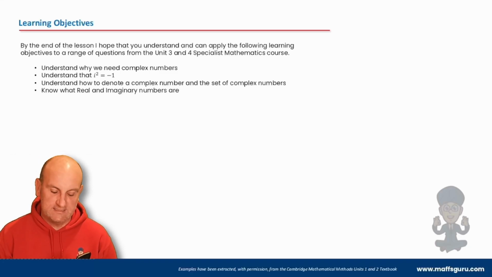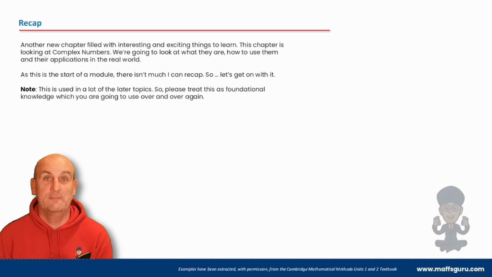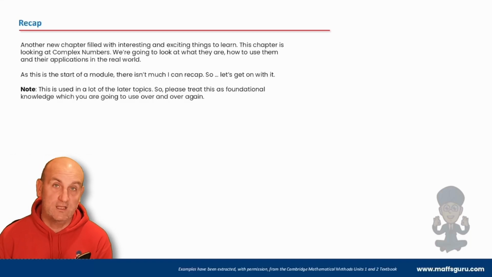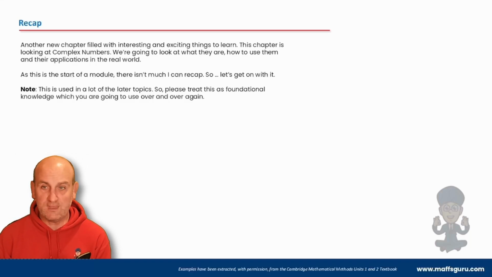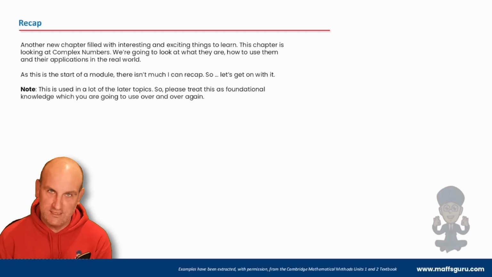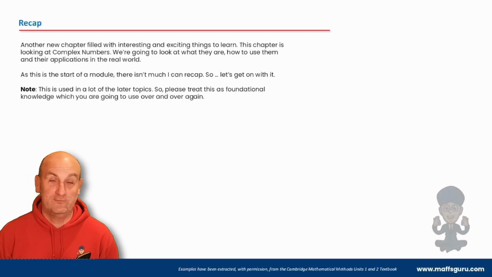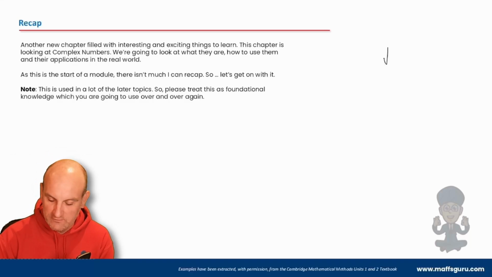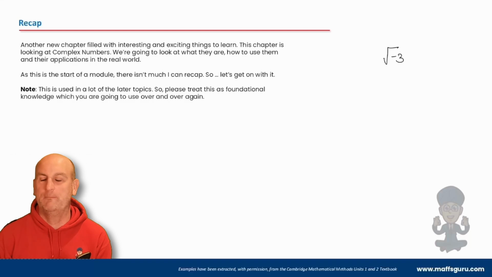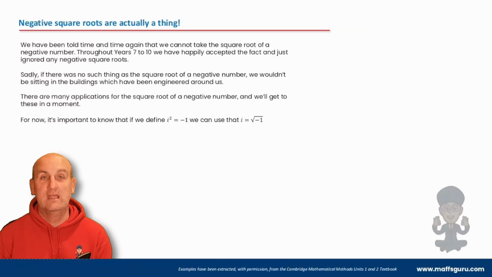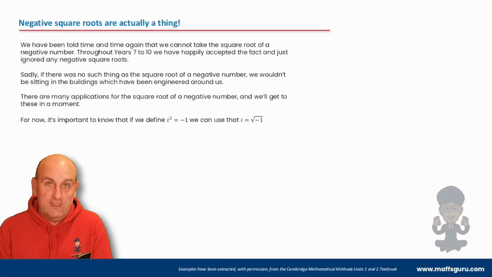Now, this is pretty basic stuff, to be perfectly honest with you, and there's not really much I can recap because the chances are you've never really met this before. In fact, we've done everything we can in previous years to say there's no such thing as minus square root numbers. We've sort of just ignored them. So for example, if we got an answer of -√3, we go, that can't possibly be right, we'll just ignore it. Well, actually, we're not going to ignore it. We're going to deal with that today because negative square roots are actually a thing.